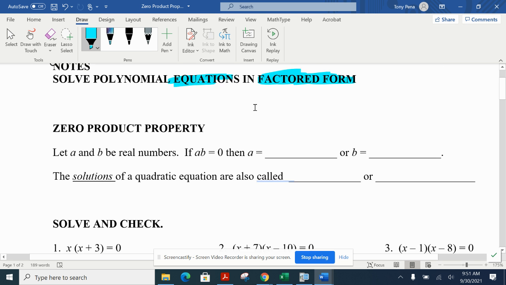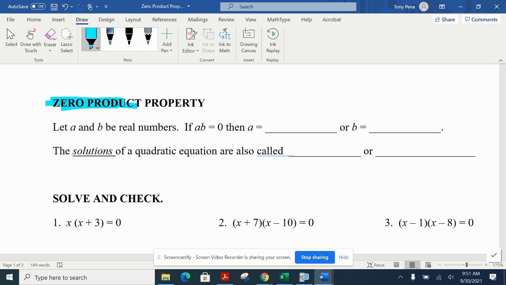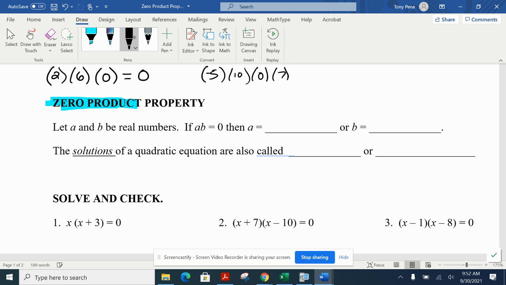And the way we're going to do this is with something called the zero product property. What the zero product property is based on is the idea that, let's say I gave you this little problem here. I did 2 times 6 times 0. What is that going to equal? 0, right? Because as long as one of our numbers in the product is a 0, isn't the whole thing a 0? So even if I make up another one, if I do a negative 5, negative 10, or just 10, I throw a 0 in the middle and then put a 7, do we agree that this whole thing is still going to equal 0? So as long as one number in our product is a 0, everything is a 0.